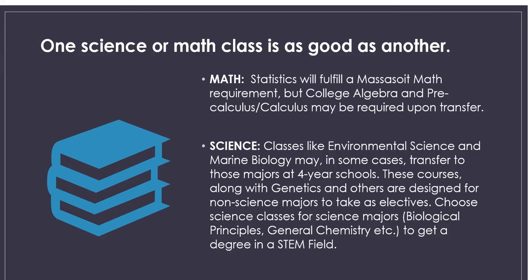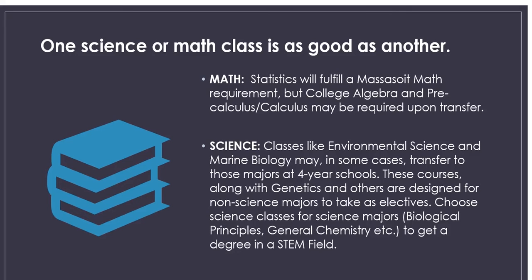So for example, in math, statistics is going to fulfill a Massasoit math requirement, but college algebra and pre-calculus might be what is required of you upon transfer. So while you might have taken enough math to get your associate's degree, you may be behind when you get to your transfer institution in math. And that's a hard one to catch up on because maths build. They're in a sequence and you cannot necessarily double up in math.